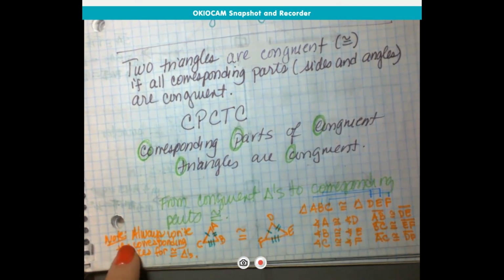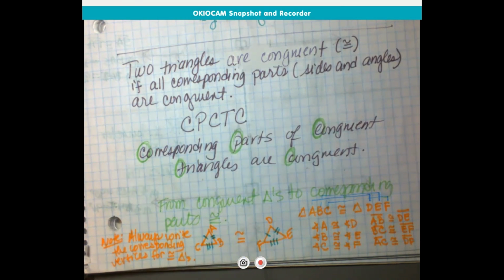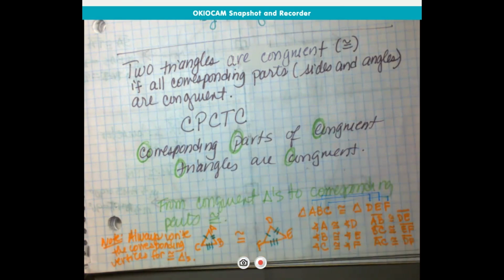Okay. I know this is tiny, and this is what it says down here: always write the corresponding vertices for congruent triangles. And that goes not only for triangles, that goes for any congruent polygons. If you're saying that these two are congruent, that means all the matching sides, all the matching vertices, and all the matching angles are congruent. They measure the same. So CPCTC, don't be afraid of what the heck that is. This is what it is.